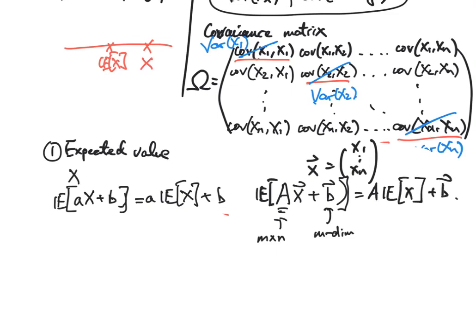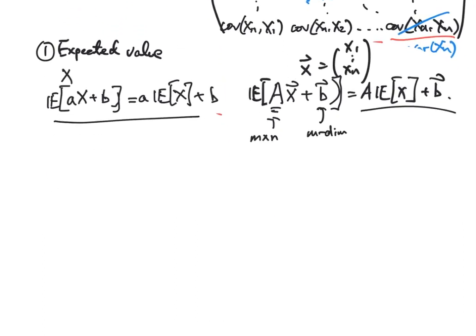Then if you have this as plus b, actually you can write that as this as well. So basically we have the similar property as we have for the single variable case. You can take out this constant matrix, and then you take out this fixed vector b. So this is the expected value.